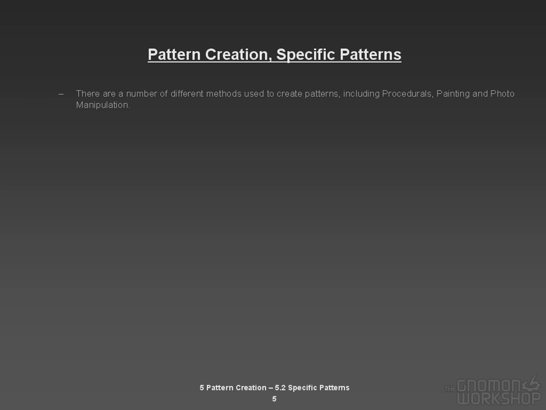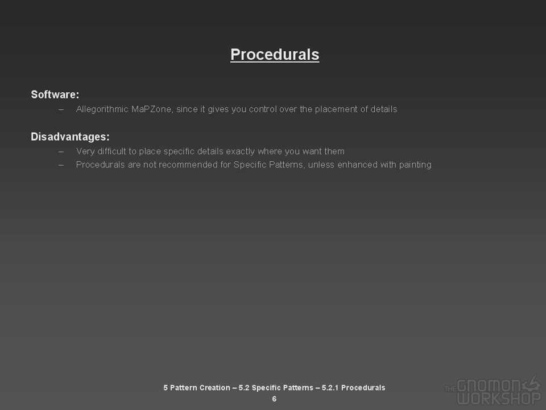So now let's talk about specific patterns. And it's the same three ways to create them: procedurally, painting, and photo manipulation. And it's the same advantages and disadvantages, but there's just a few notes that are specific to creating specific patterns. So first of all, if you want to use procedurals, the only real program that can do this is a program called MapZone. And that's because it gives you a certain degree of control over the placement of details.